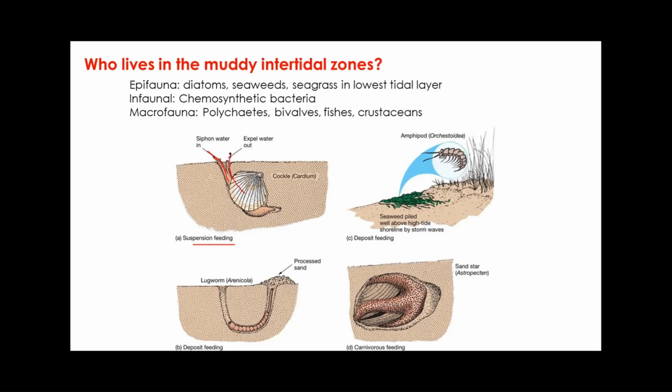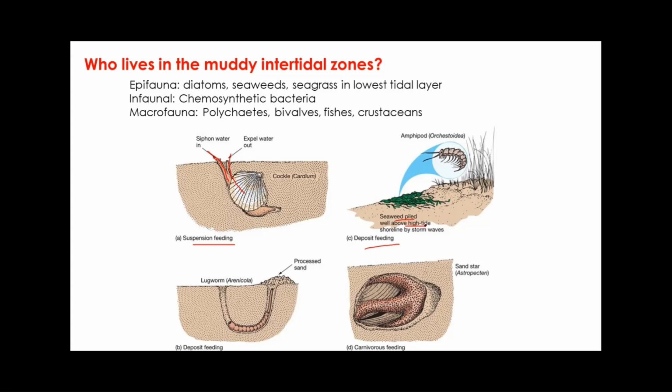So it's a kind of suspension feeding. Then we have deposit feeding. It means that you can see that some of the amphipods are feeding on the seaweeds piled above the high tide shorelines. Okay. One more good thing we can try to see when we are doing the field work is the shore scenes. So we will see that a lot of sea grasses and seaweeds are piling up into the high tide zone.